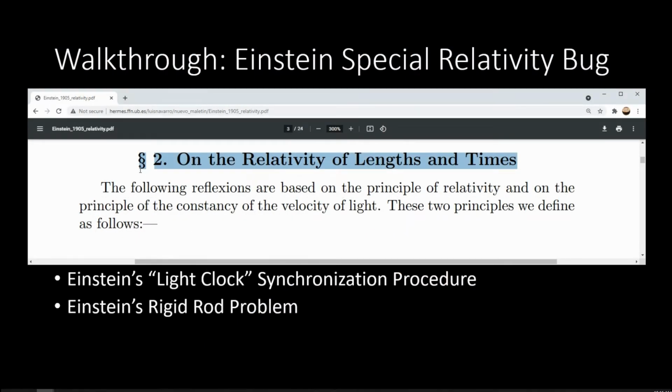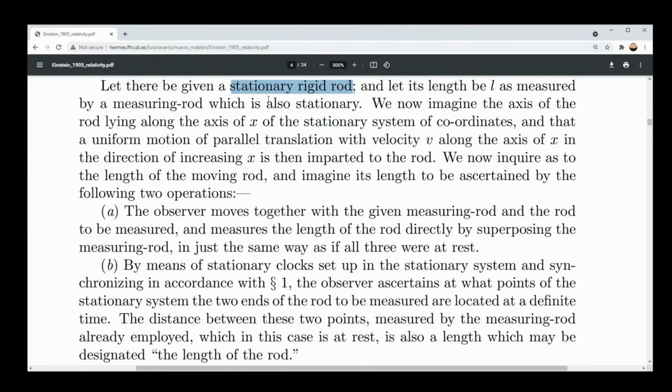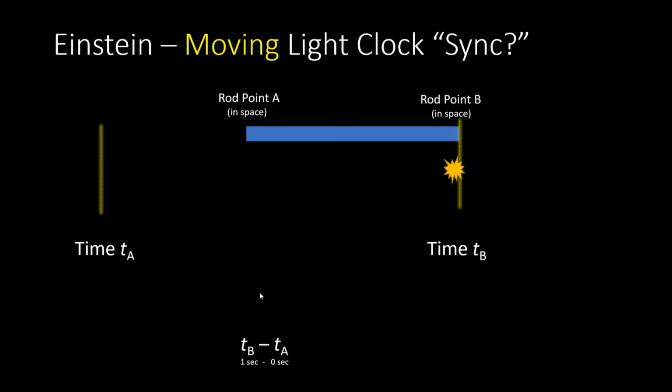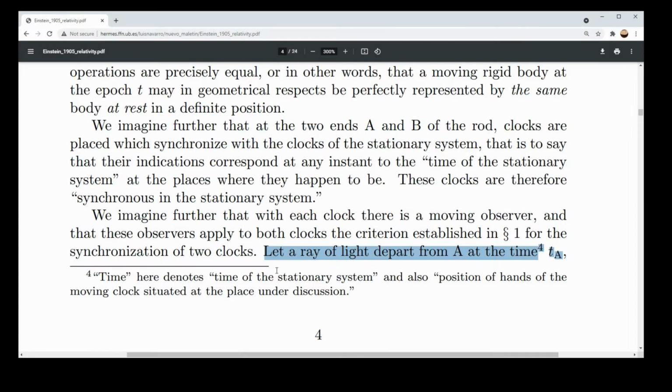So now we move on to section 2 and the rigid rod word problem. So now we have the stationary rigid rod, and it is going to move with velocity v along the x-axis. It's very simple. We basically took one of the clock towers and turned it horizontally, and then it's going to move in that direction. Now this should look very familiar to you.